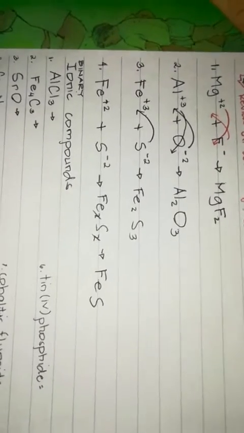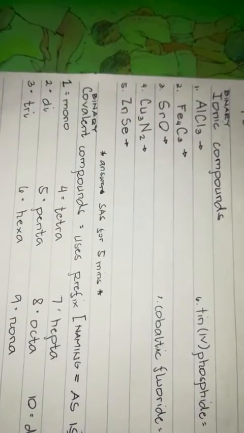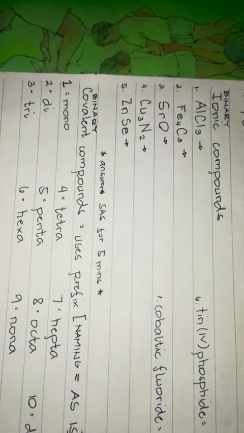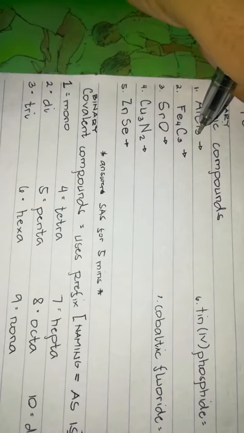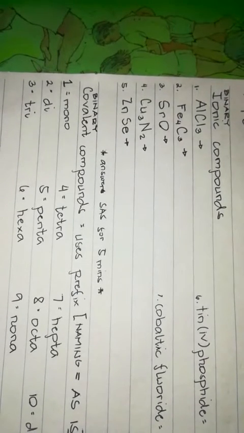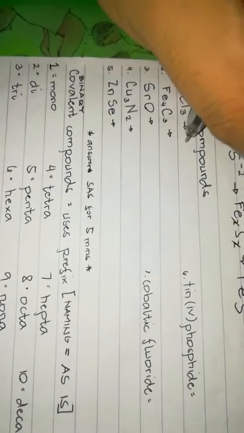Now, let's go to naming them. So, number 1, AlCl3. Yung 3 dito, remember, ay kay aluminum. So, Al is aluminum.